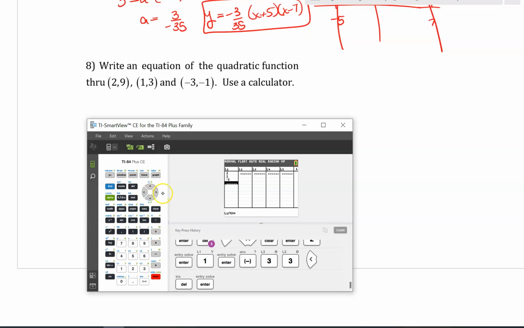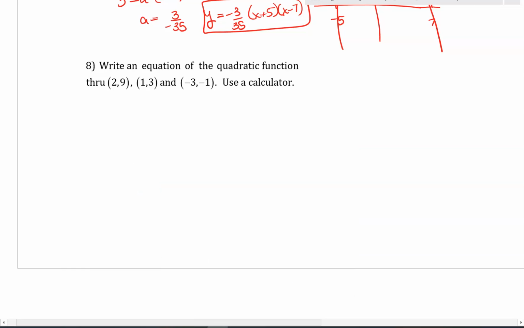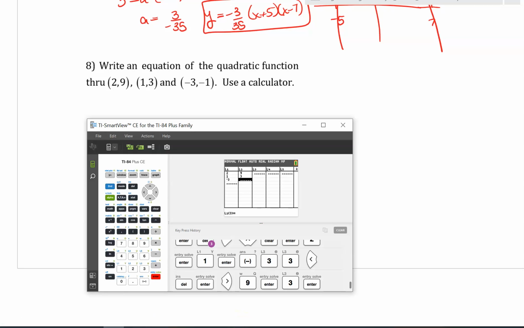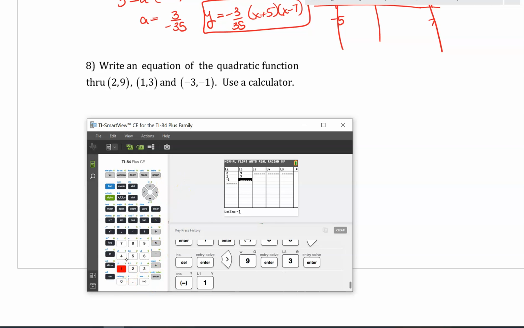Be careful that the corresponding x's are next to the corresponding y's. So we have 9, and that's 2, 9, so that works, 3, and -1. Okay, let's see how that worked out.